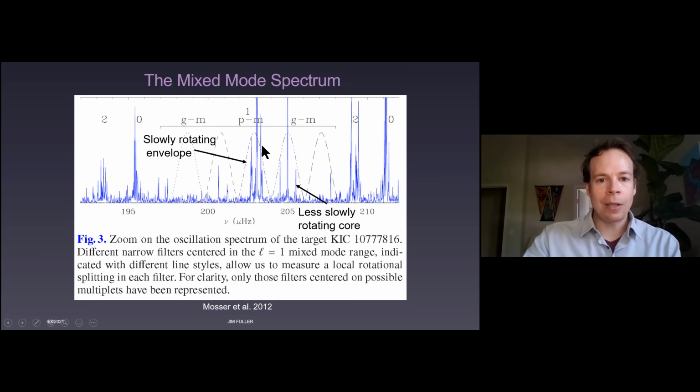But the other thing that we see here is this triplet, and another triplet here. And then it's a little harder to see, but there's another group here and another group here. Those multiplets are split by what's called a period spacing. And it turns out that tells us about the core structure of the star. So that's what we see in a lot of red giants.